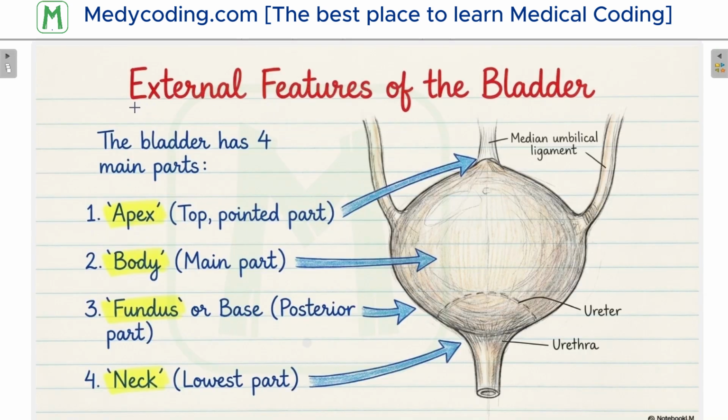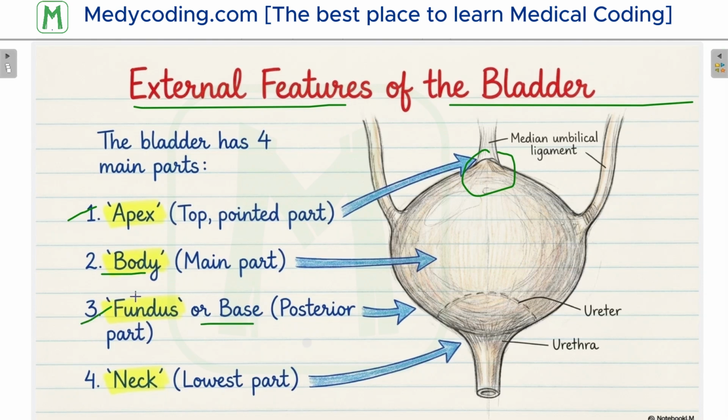These are the relations of the bladder with respect to other organs. Now let's see the external features of the bladder. The top part is the apex, this top pointed part. Then the main part is the body. Then the third part is known as the base, or we can say the fundus. This is the posterior part. The lower part is the neck. So these are the four parts of the bladder and we'll discuss them one by one.